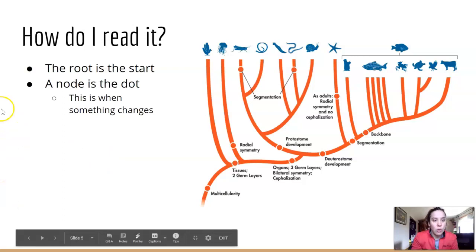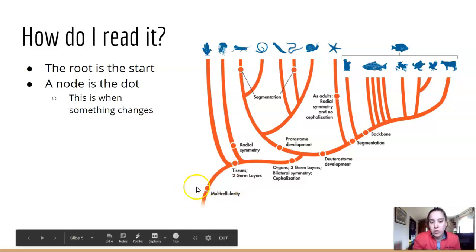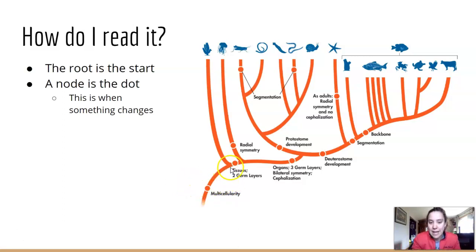Great question, right? So the root is the start. So our start is multicellular. We learned, right, heterotroph, eukaryotic, lacks a cell wall, multicellular. So we're all going to start at the root. They're all multicellular. And what happens next is you're going to go through, and each dot is a point where a change happens. And then they're branching off. So we see this jellyfish right here. So we can read through. It's multicellular, has tissues, has 2 germ layers, and has radial symmetry. We learned about symmetry yesterday, right?